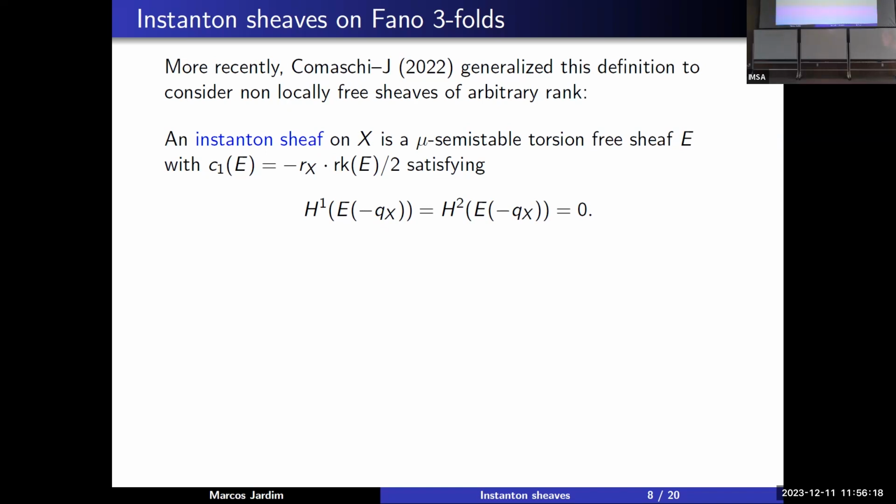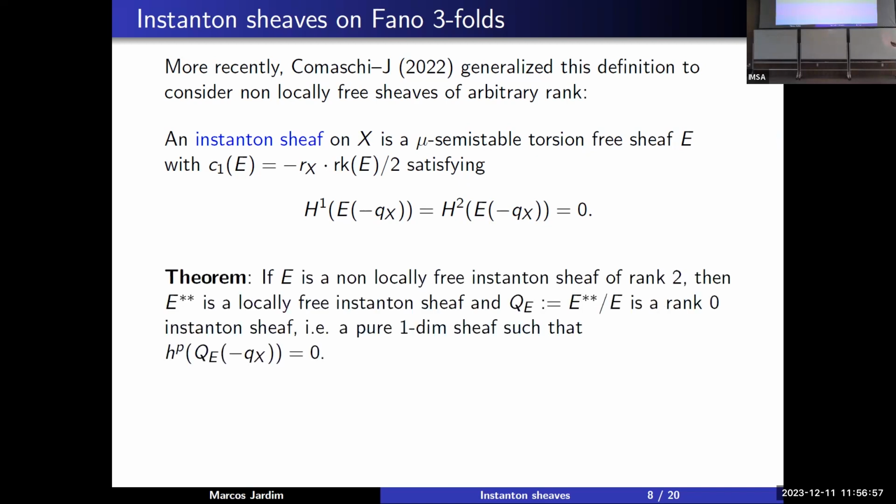Now just the vanishing of H1 is not enough. You also need a vanishing of H2, which you get for free when the sheaf is locally free. When E is a bundle, you get this for free just by Serre duality. But when it's not locally free, you really have to impose this. And you have, perhaps, this weird condition that for the Fano threefolds of odd index, you can only have these instanton bundles with even rank. And these guys also have monadic descriptions and so on.